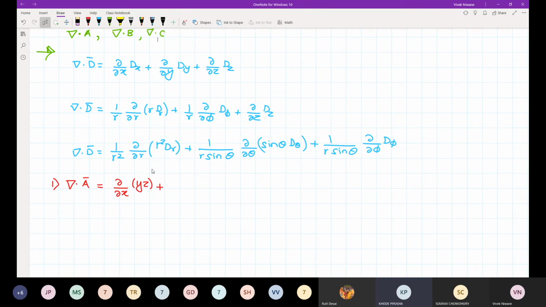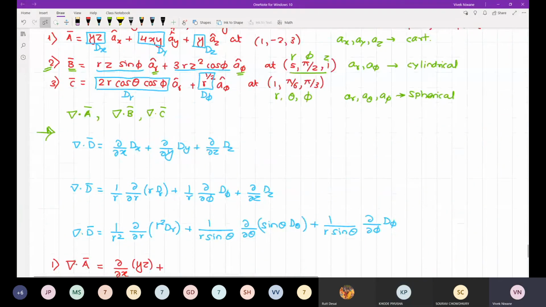We need to calculate del dot A bar. We have these blue color set of equations for divergence in three coordinate systems. We have A bar. In A bar, the component associated with AX is DX, the component associated with AY is DY, and the component associated with AZ is DZ. Put the values of DX, DY, DZ into this equation. Solve the differentiation and tell me the final answer of del dot A bar.